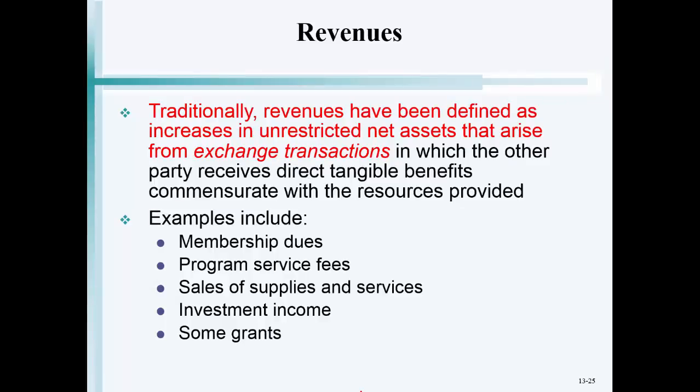Okay, so first off, let's talk about just pure revenue. Not contribution, just straight up revenue. The not-for-profit provides a service and charges for that service. That's revenue, and they can take that revenue as they have provided that service, as the money is earned.